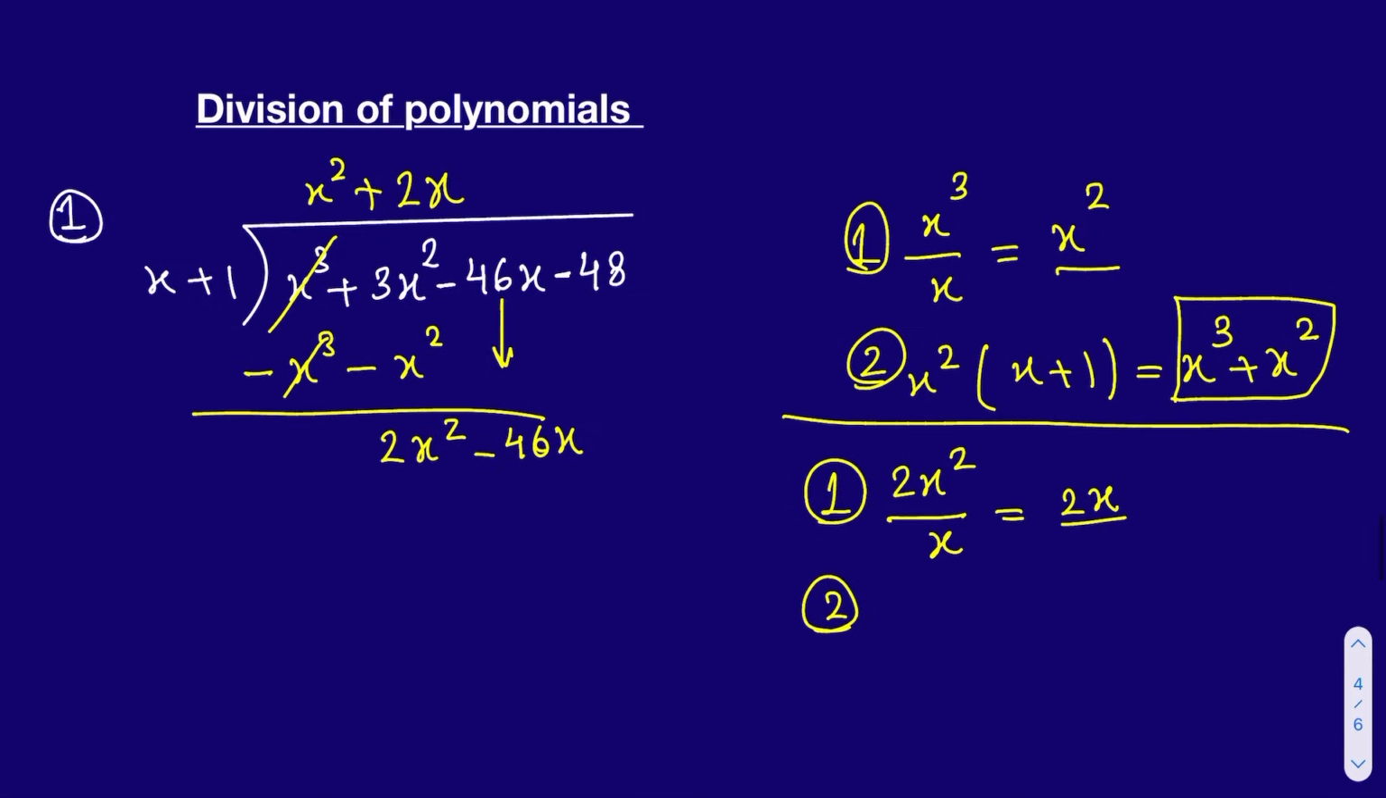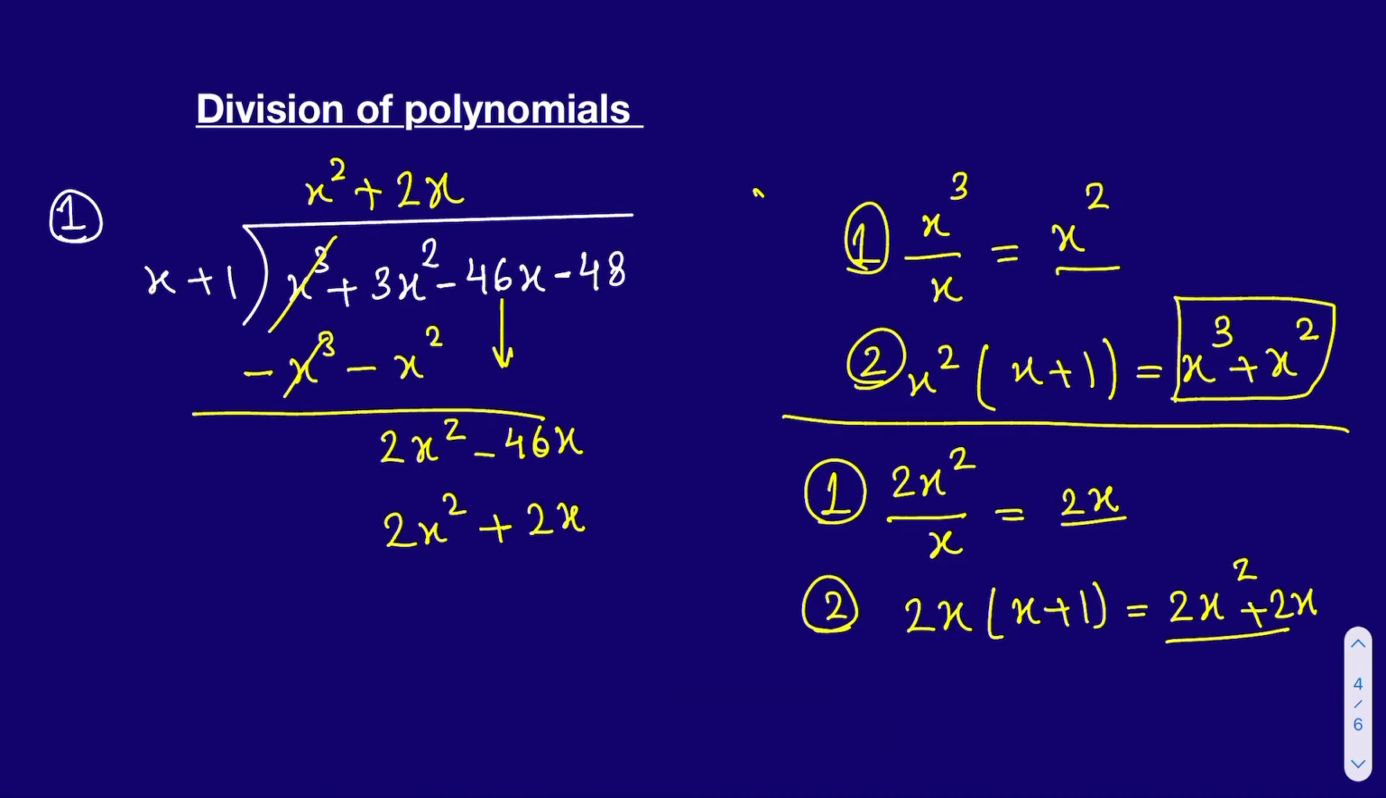Step number 2, I need to multiply this 2x by the whole divisor, which is x plus 1, and the answer will be equal to 2x to the power of 2 plus 2x, okay, and I will write it below here, 2x^2 plus 2x, and I will deduct it actually, which means I need to multiply it by a negative, so minus, which will be minus 2x to the power of 2 minus 2x, and I will add them up, so these two will cancel with each other, and the answer will be negative 48x, okay. Now I will bring this negative 48 down.